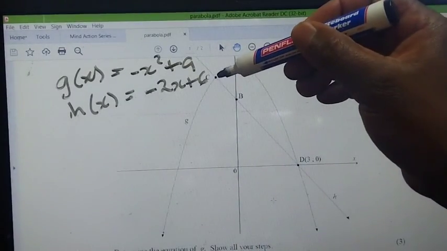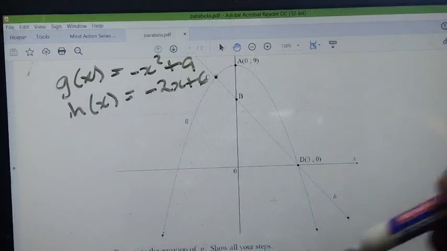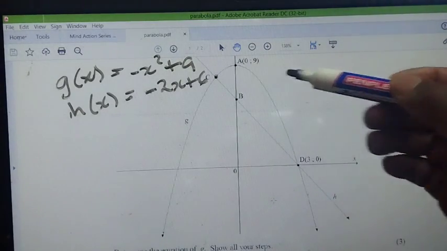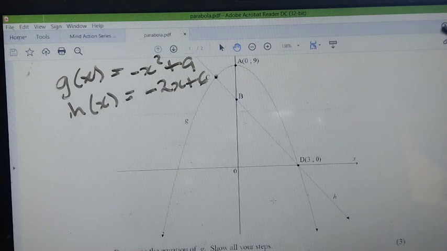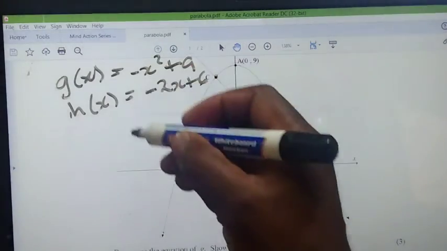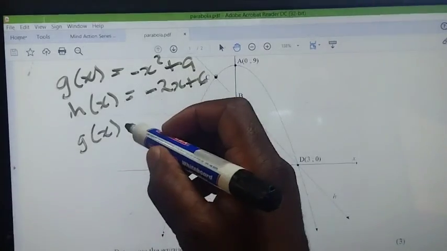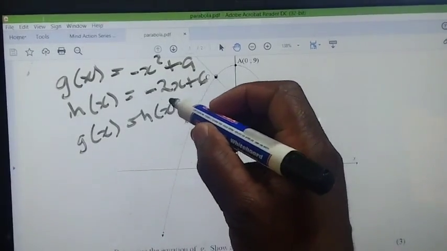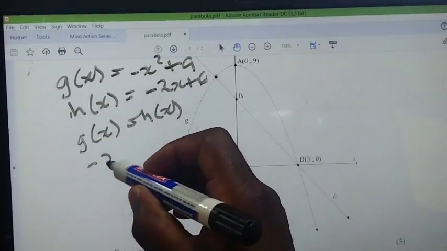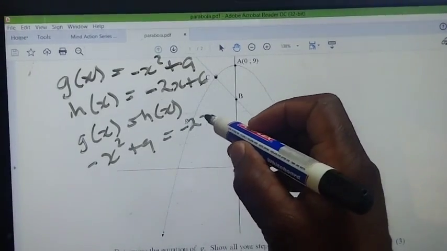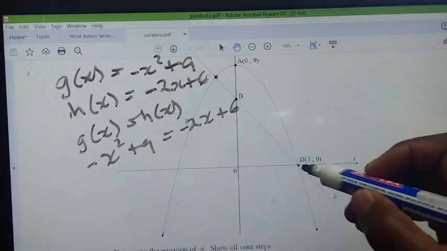So at C, these two graphs share the x coordinate and the y coordinate. So that's basically taking us to simultaneous equations. So we simply equate. We are saying at C, g of x is equal to h of x, meaning that negative x squared plus 9 is equal to negative 2x plus 6.